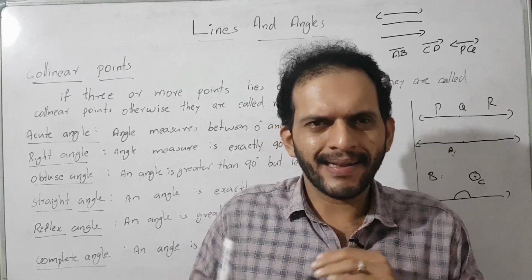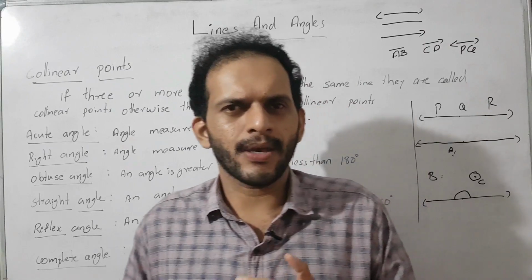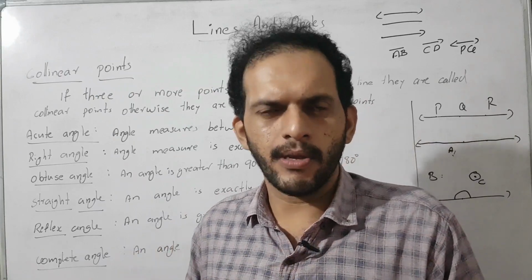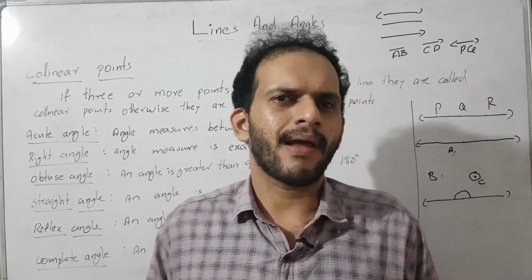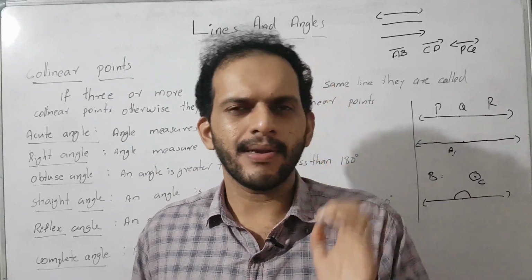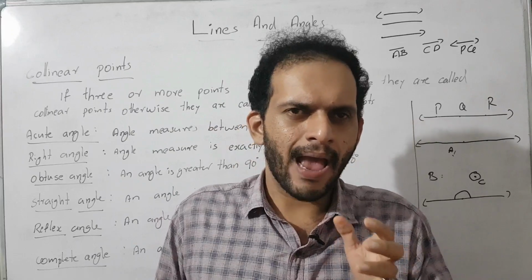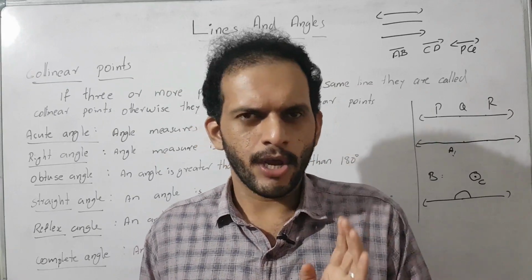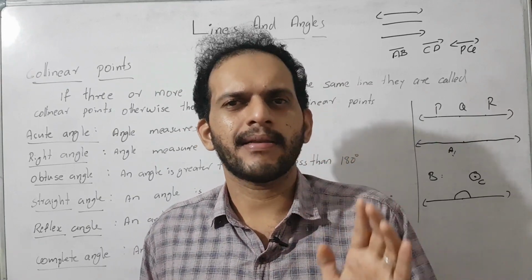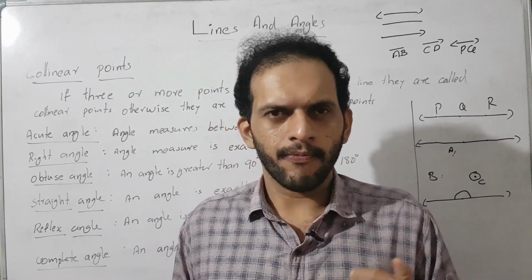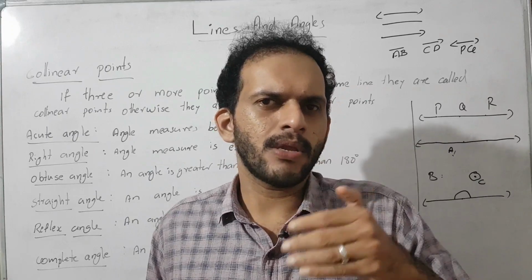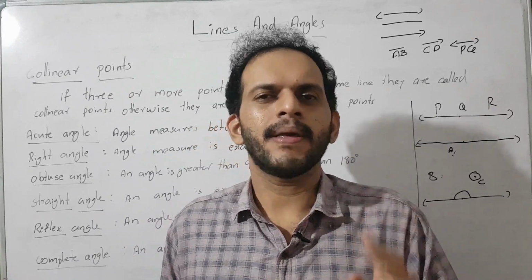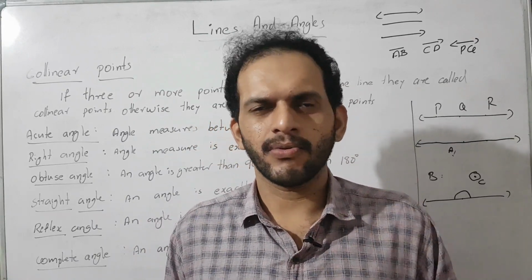Then we categorize angles based on angle measurement. The first one is acute. Acute means the angle value is greater than 0 and less than 90. The next one is right. The angle value is exactly 90 degrees. Then obtuse. Obtuse means the angle value is greater than 90 but less than 180. Then straight angle, exactly 180 degrees. Then reflex, greater than 180 but less than 360. Then complete angle, exactly 360 degrees.